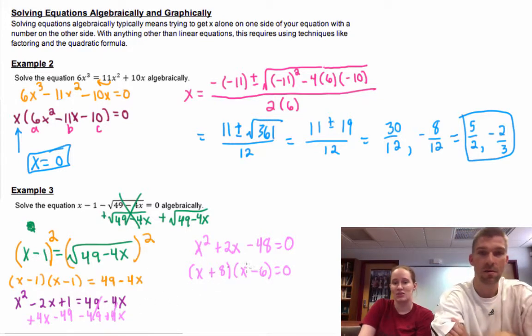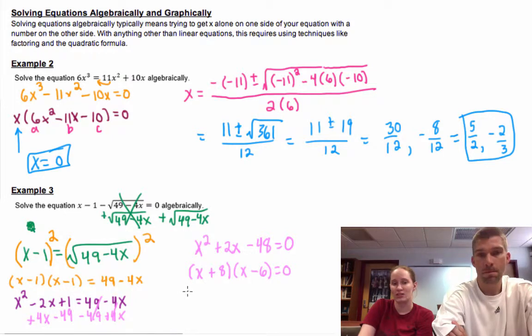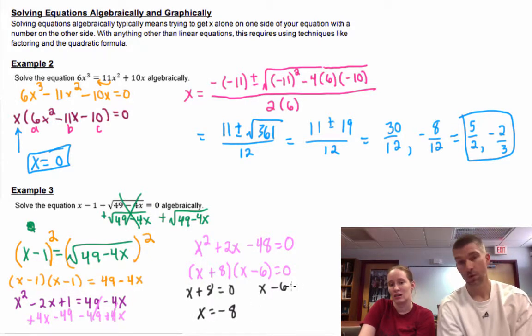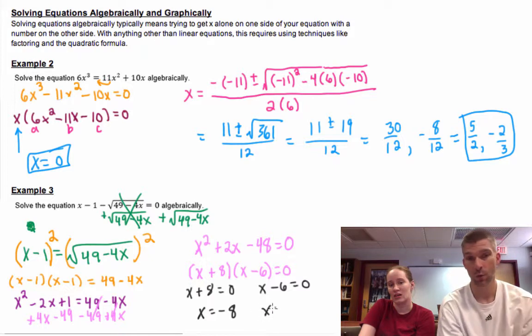So we set each part equal to 0 to solve. That should be easy for you to do in your head. X plus 8 equals 0 means x equals negative 8, right? Yep. And now look, we're going to get 2 answers here. So one of these probably is not going to work. What's the easiest way to check on that? Plug them in.